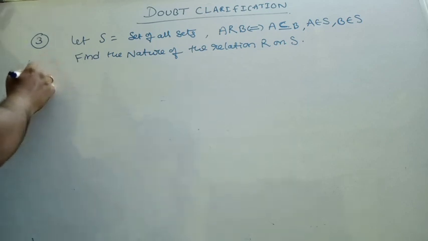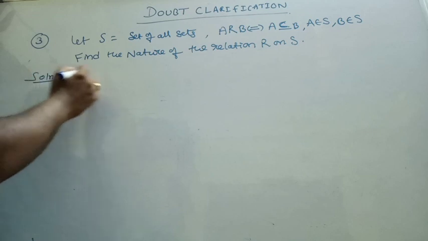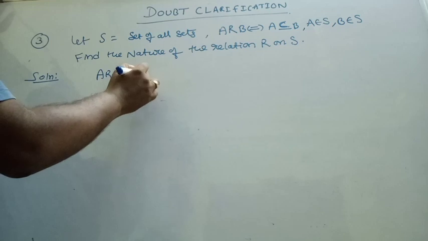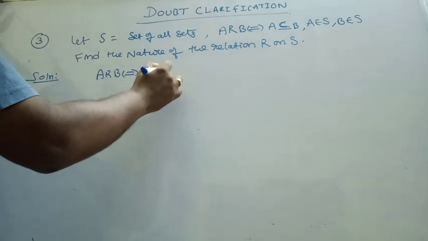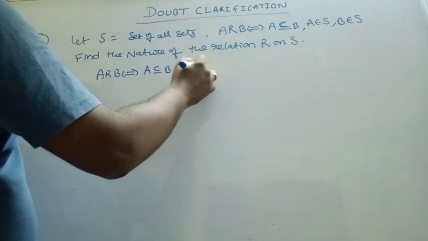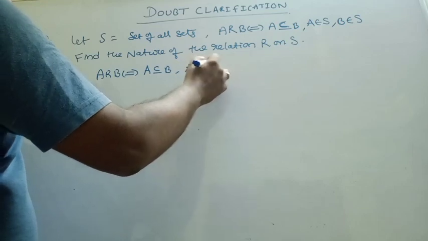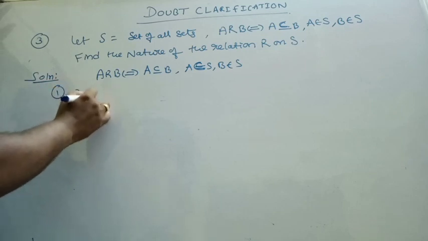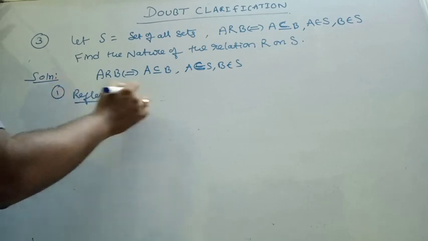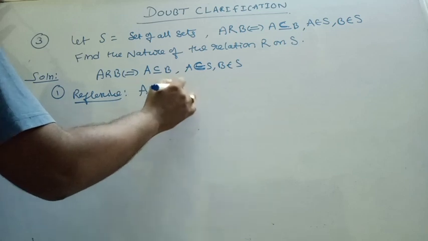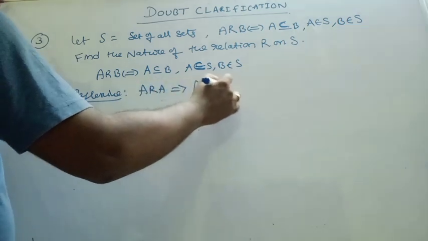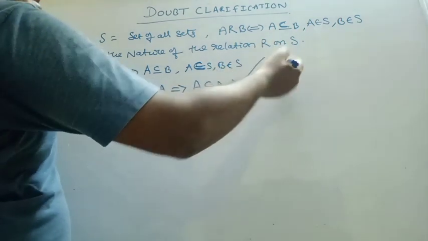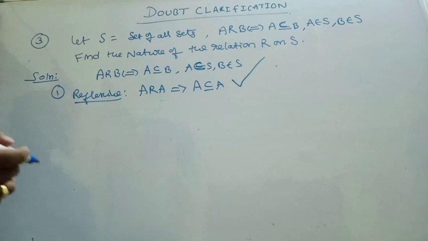How we will be doing this, you see, my dear students. Here first of all they define that A related to B means A is a subset of B, where A belongs to S and B belongs to S. Now reflexive, let us take first reflexive. Reflexive means A should be related to A. That means you will have A is a subset of A. Every set is a subset of itself. That is true in mathematics. Therefore, it satisfies the reflexive property.